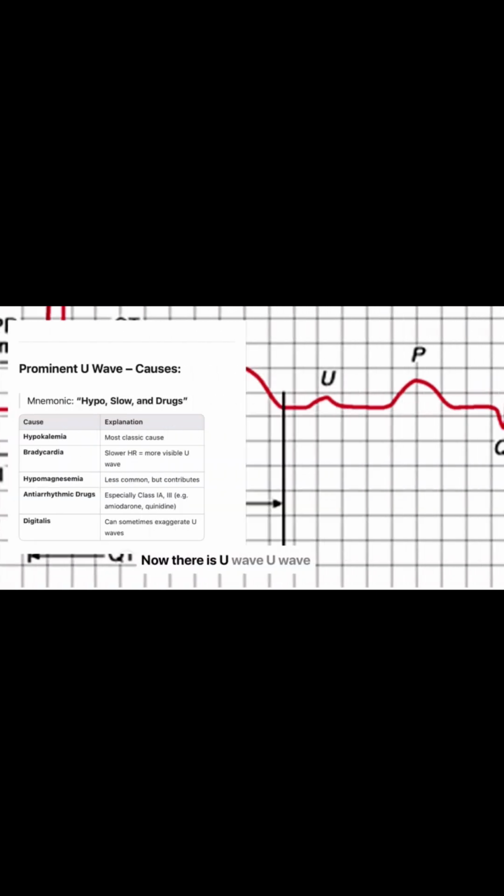Now there is the U wave. The U wave is usually not seen or maybe less than 1.5 mm, and follows the T wave. Best seen in V2 to V4. The causes of prominent U waves are hypokalemia, the classic cause, hypercalcemia, hypothermia, and antiarrhythmic drugs.